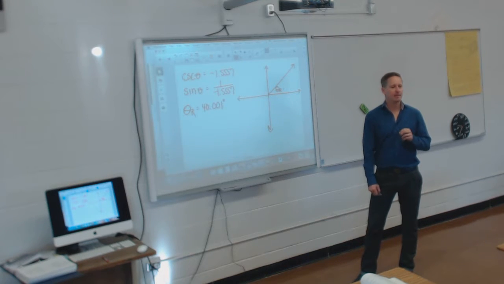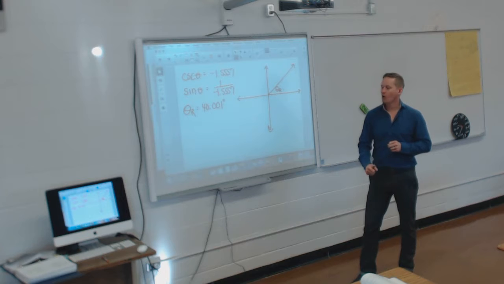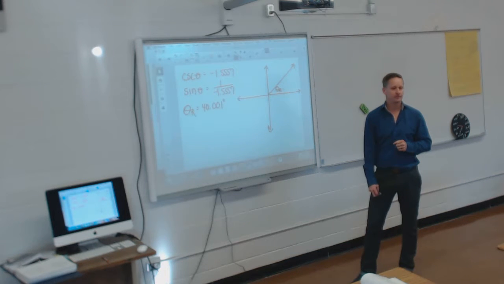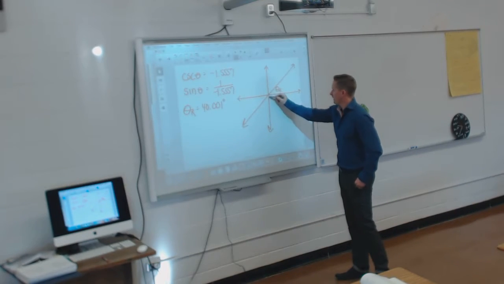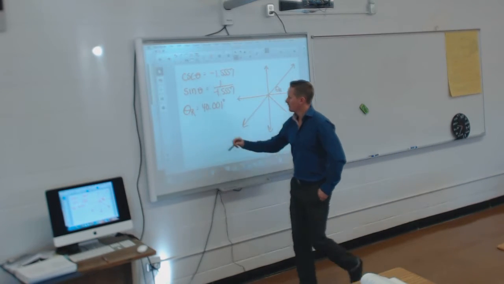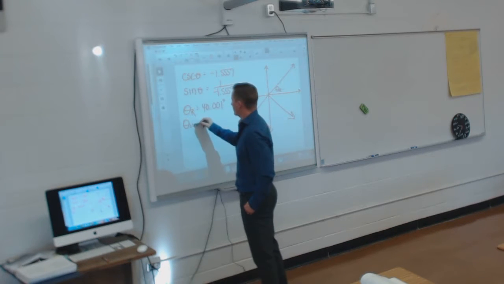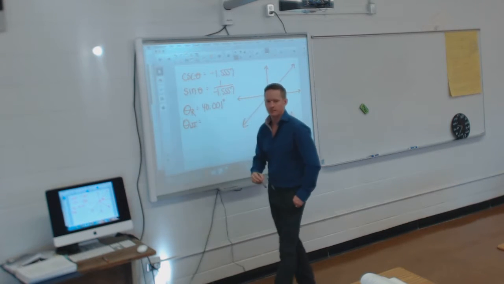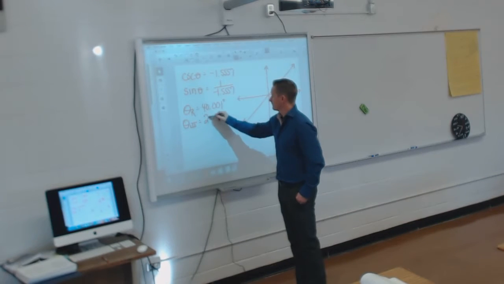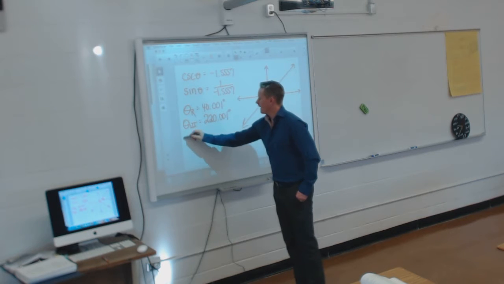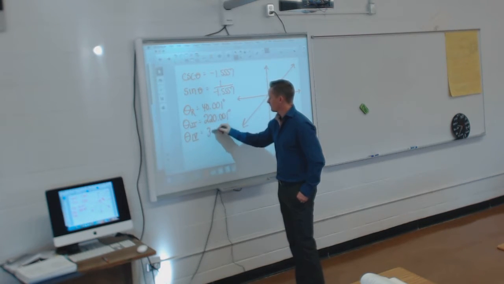Now that sets me up easily for the next two quadrants. Where is sine negative? Quadrant 3. And? Quadrant 4. Very good, Zach. Okay? So what's the angle in quadrant 3 that shares that ratio? 220.001. And in quadrant 4? 319.999.